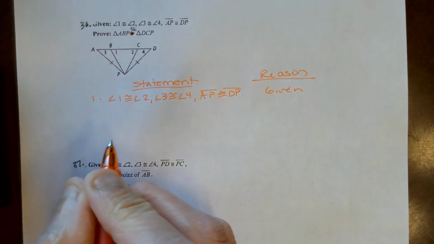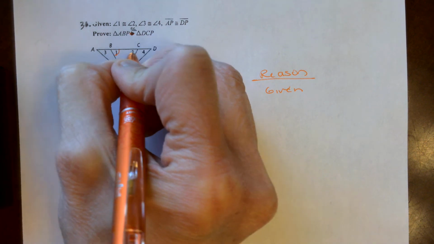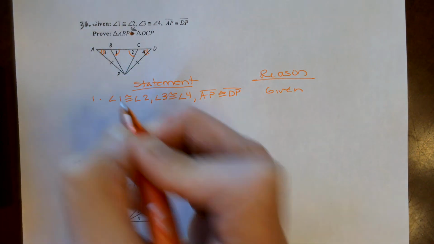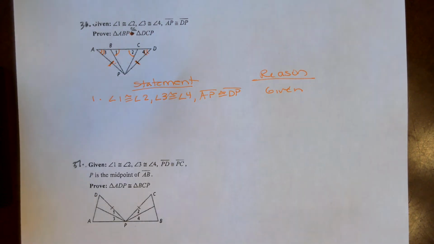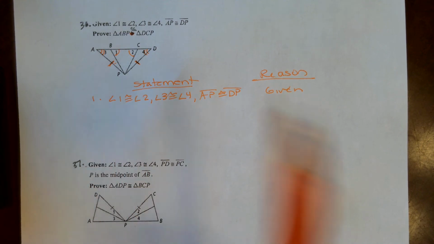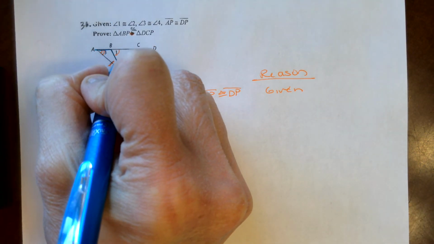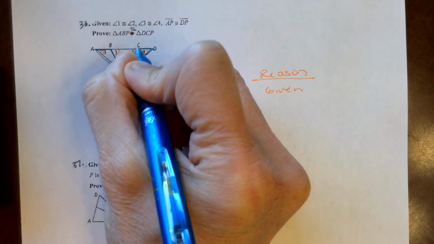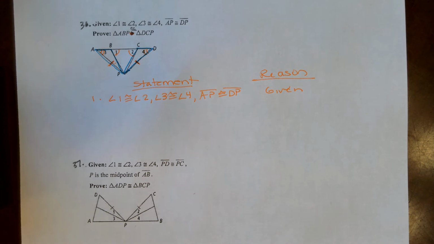Okay, just want to make sure, let's see, 1 and 2, and 3 and 4, and AP. Okay, now, where are we heading? ABP is congruent to... all right, so we're trying to get those two. So what do we have so far?